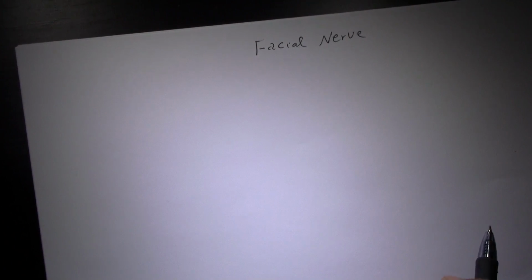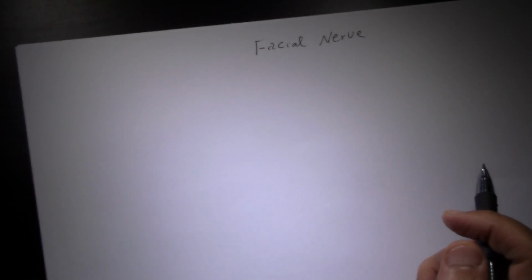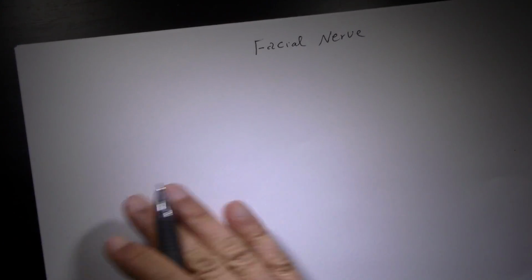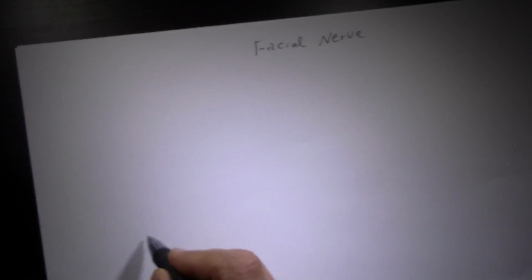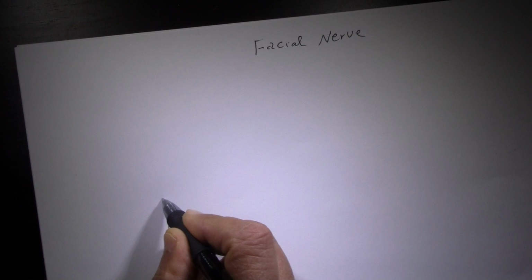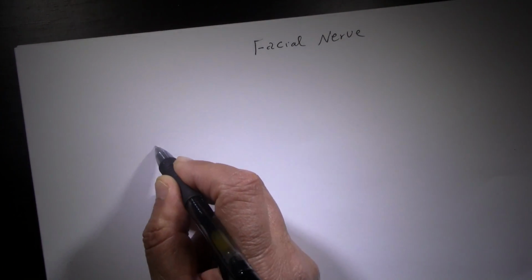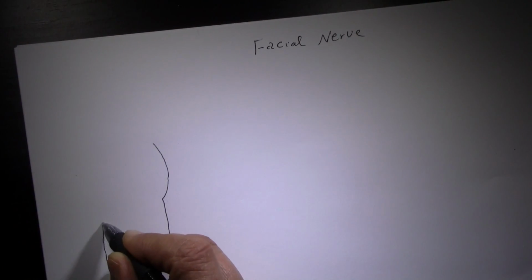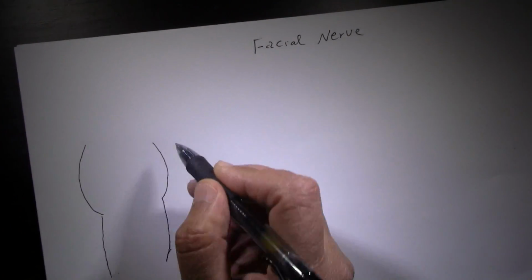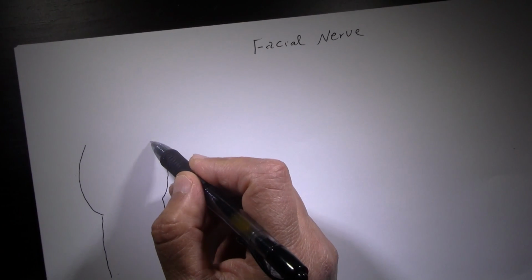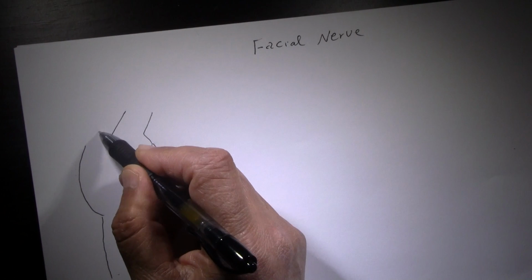Welcome to Easy Anatomy. I'm going to talk to you about the facial nerve, the whole story of the facial nerve from the beginning up to the end. So I start from the brainstem. The facial nerve has several nuclei in the brainstem, including in the medulla and also the pons, but it does not have anything in the midbrain.